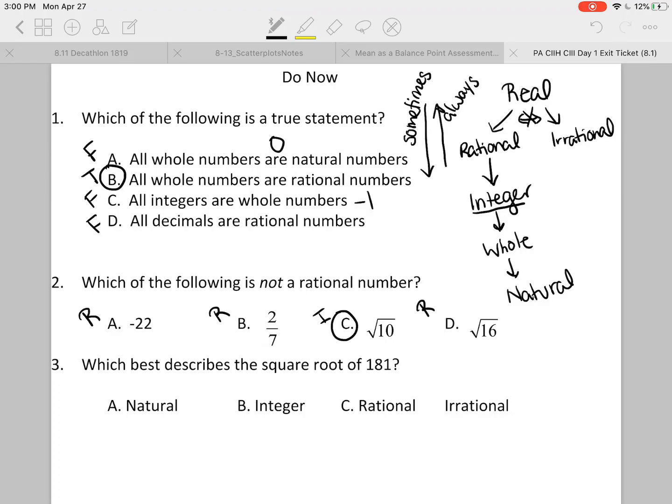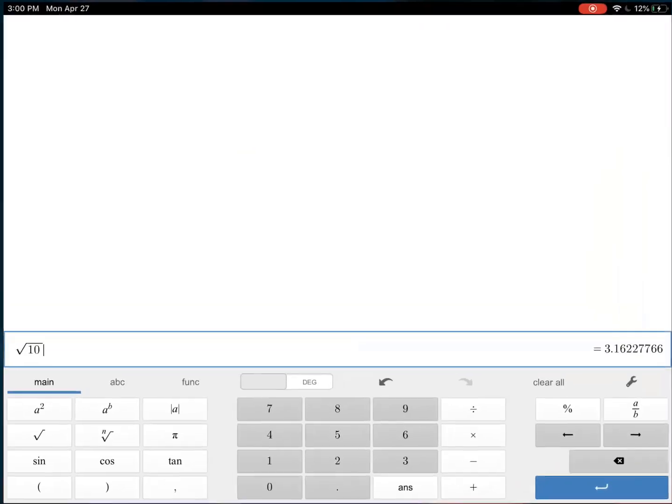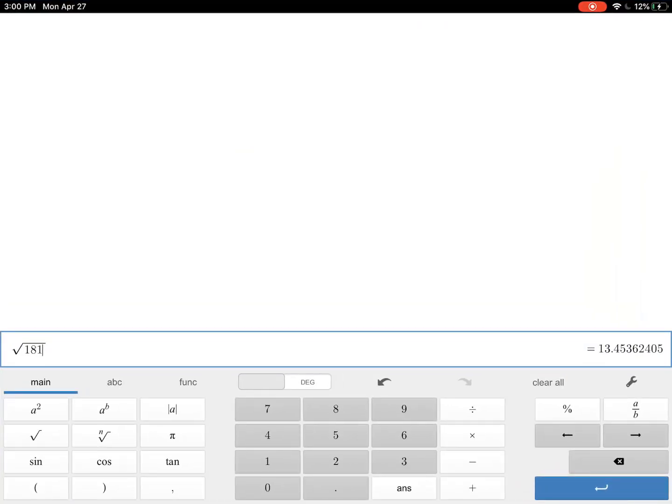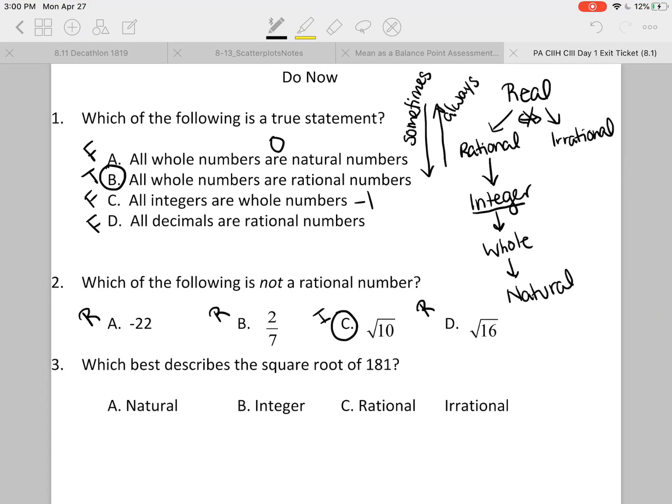Number 3, which best describes the square root of 181? So first we need to find the square root of 181, which is 13.45362405. And again, we have to assume that this decimal keeps going. So that means since it is a non-repeating, non-terminating decimal, it is irrational. In fact, when we have square roots, it is always going to be irrational unless the number on the inside is a perfect square, like 64 or 49.